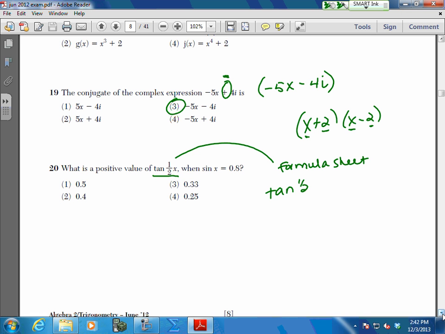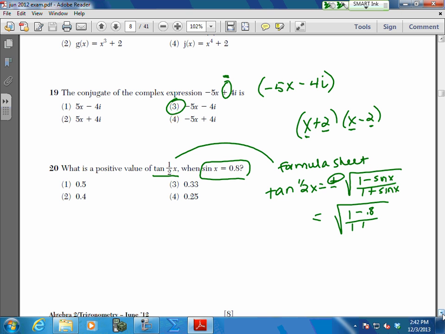Tangent of 1/2 x is equal to the positive and negative of the square root of 1 minus the sine of x over 1 plus the sine of x. You only want the positive, so we don't have to worry about it. And they did give you the sine. So just plug it in. 1 minus 0.8 over 1 plus, sorry.